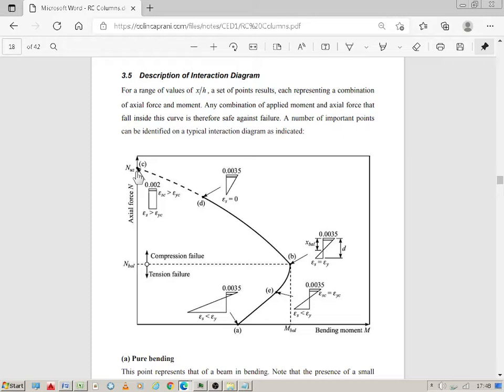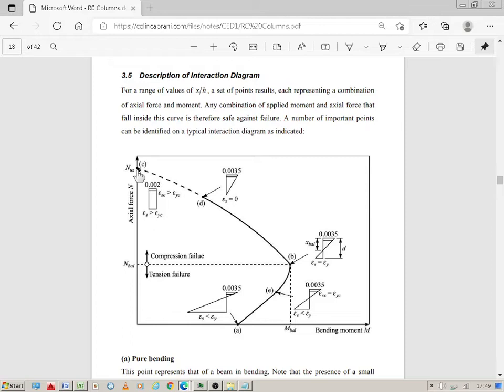That's described in there. So on this interaction diagram, basically what it's giving you is the safe capacity of the column with axial load and bending moment. So you've got stresses added together. I'll do another video, part 4, I think, on how you work out the stresses.